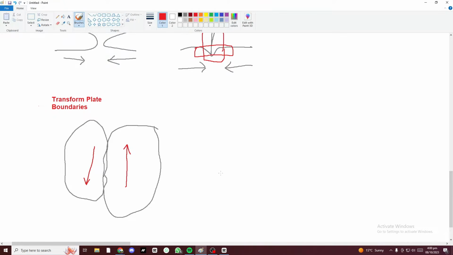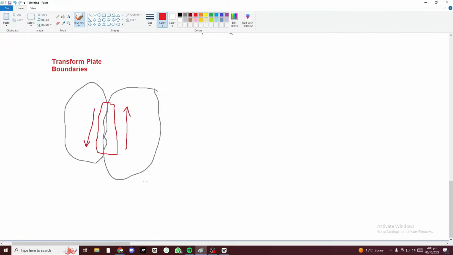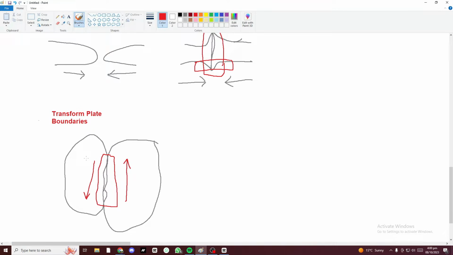This movement results in a lot of friction and can cause earthquakes along these fault lines. So along here, earthquakes occur. An example of a transform plate boundary is the San Andreas Fault in California.